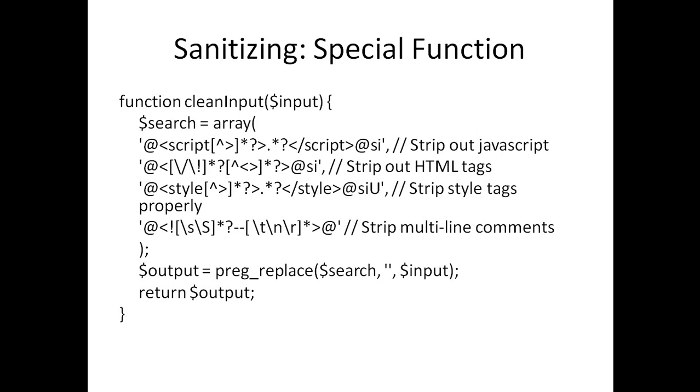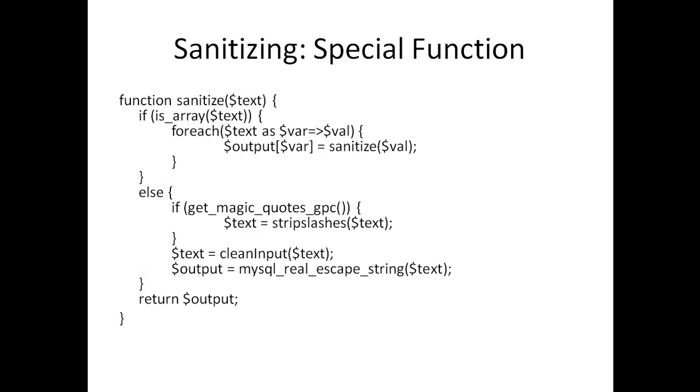Now this builds onto clean input, the next one, which is the sanitize function. Sanitize function says, okay, if it's an array of what you pass sanitize, then for each element in the array, sanitize it by calling the sanitize function with each element. So if you have nested array after nested array after nested array, this will get it until it's down to a regular variable, string or whatnot.